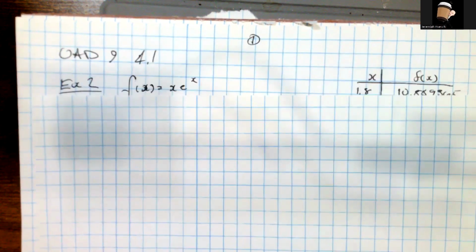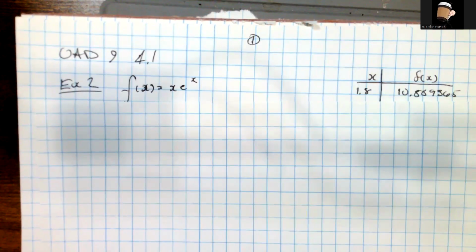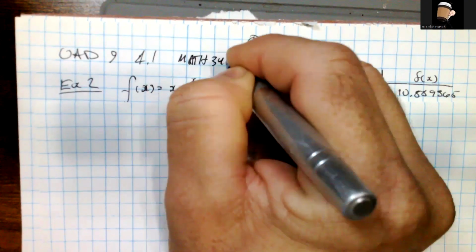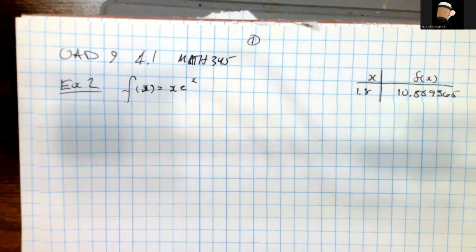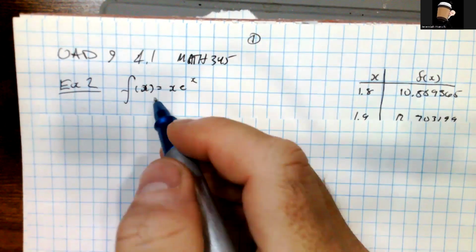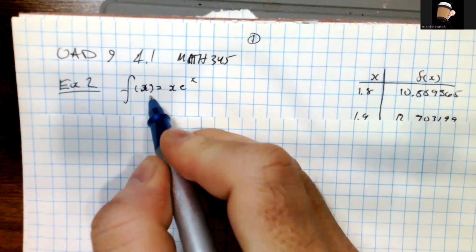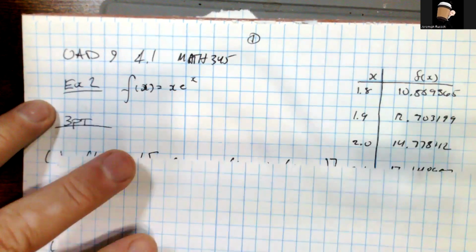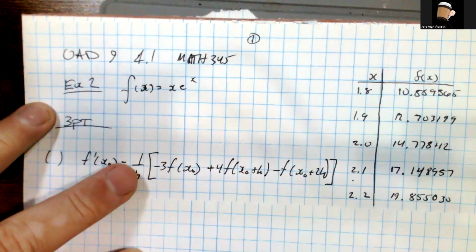Welcome back. This is example 2 from section 1.9 for Math 345, Numerical Analysis. The function that we're looking at here is f of x equals x times e to the x. And so we're given the data of these 5 nodes here.